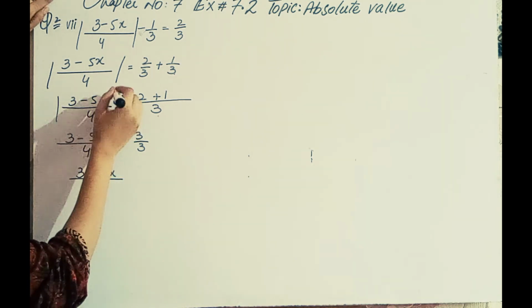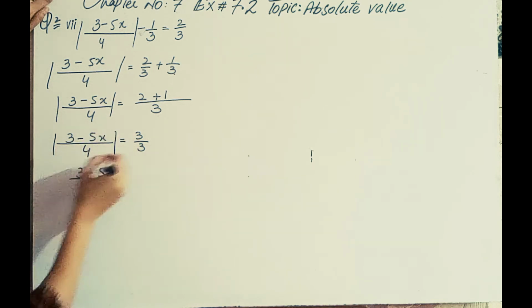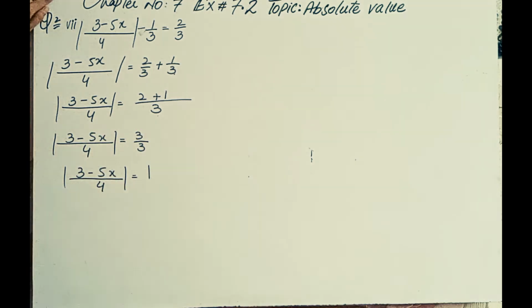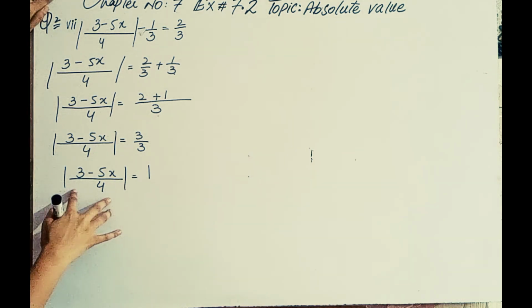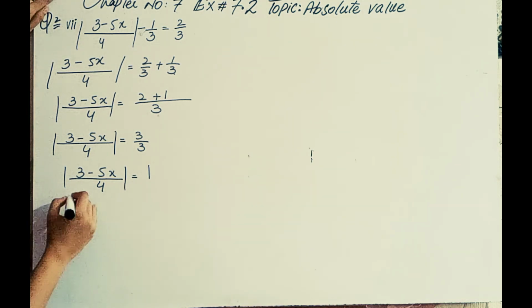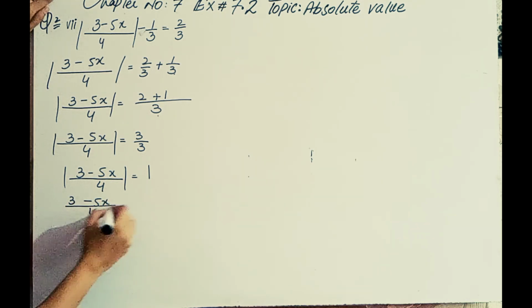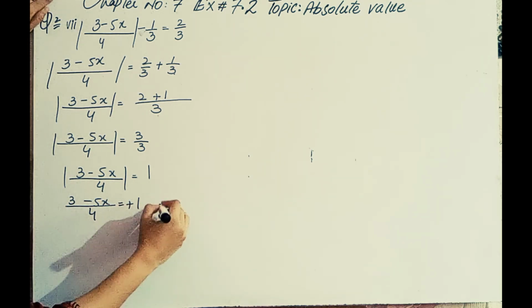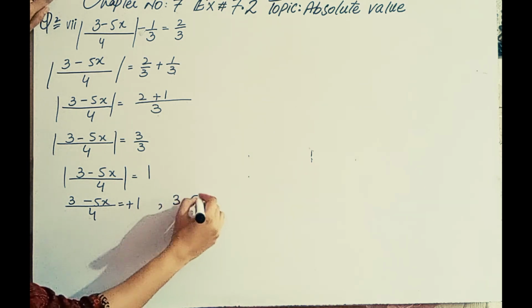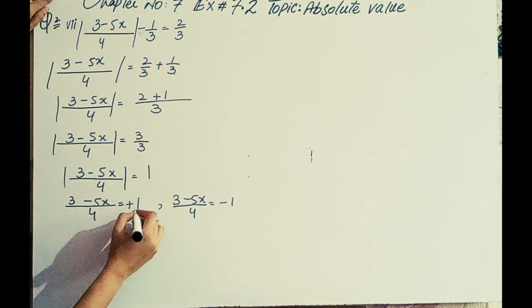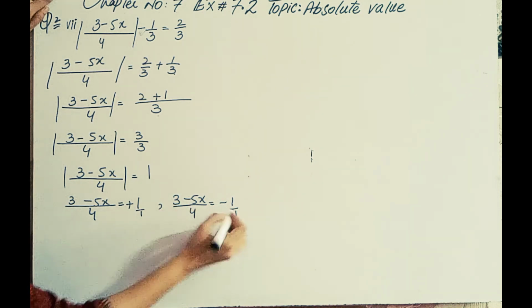Sorry, it was having the absolute value; I was not writing it here. 3 and 3 cancel, so it will be 1. Okay, now we will remove this absolute value, and in the same way this will have two solutions. (3 minus 5x) over 4 equals plus 1, and (3 minus 5x) over 4 equals minus 1. This has no denominator, so we can write 1 ourselves.